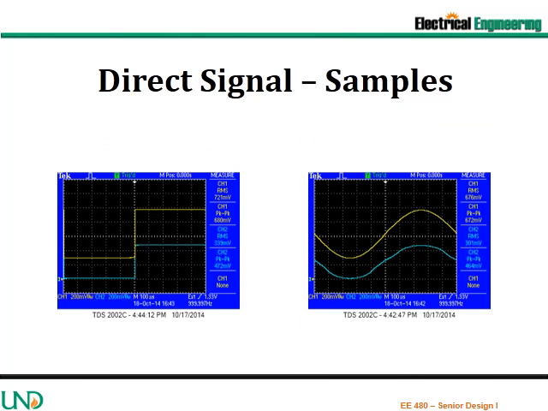The picture on the left is a 1 kHz square wave. The one on the right is a 1 kHz sine wave. The yellow trace is the current output from the laser diode. Note the sharp edge on the square wave. The blue trace is the selected output from the receiver. In this case, this is the direct output from the receiver.